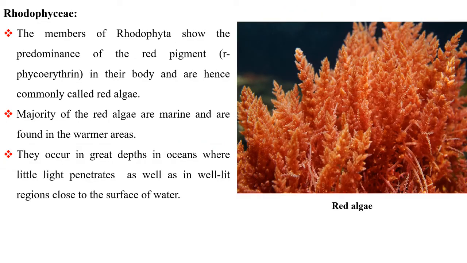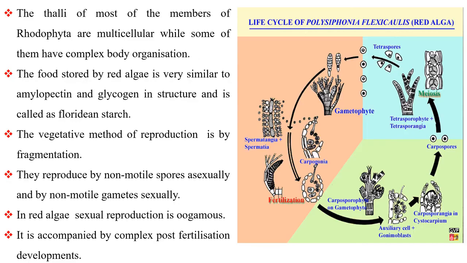Rhodophyta. The members of Rhodophyta show the predominance of the red pigment in their body and are hence commonly called red algae. The majority of the red algae are marine and are found in the warmer areas. They occur in great depths in oceans where little light penetrates as well as in well-lit regions close to the surface of water. The thalli of most of the members of Rhodophyta are multicellular while some of them have complex body organization.